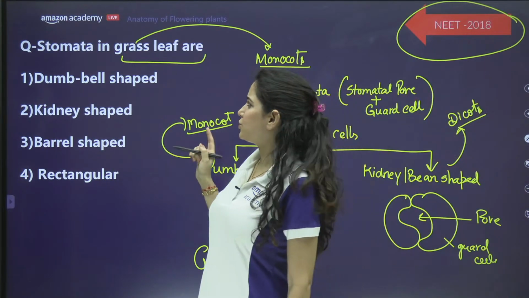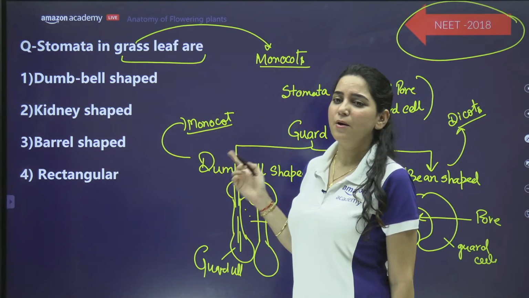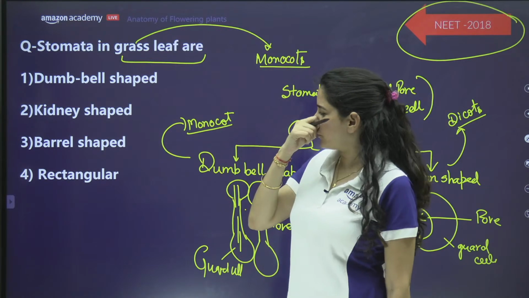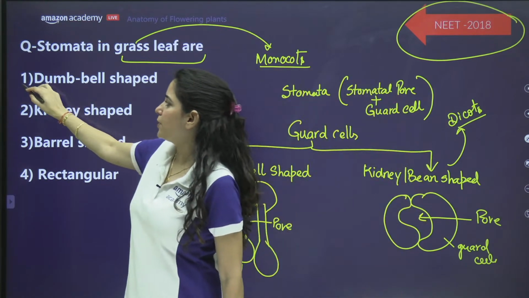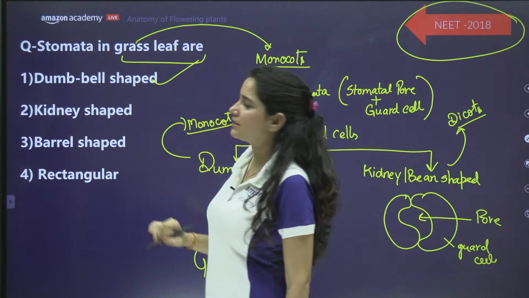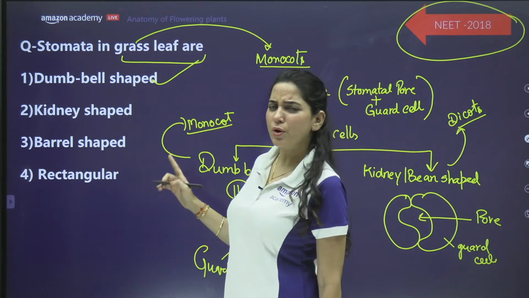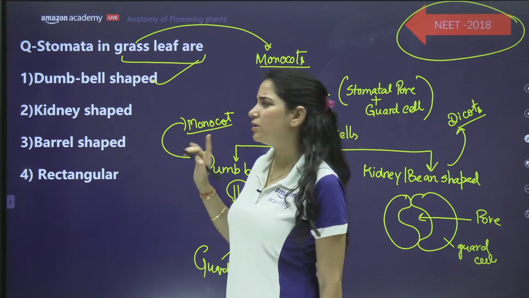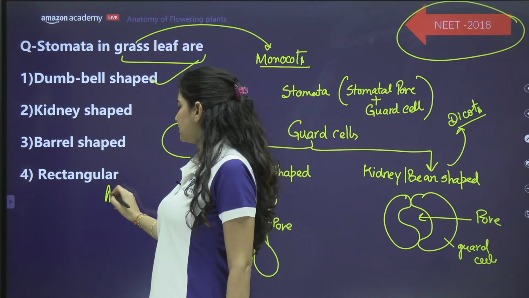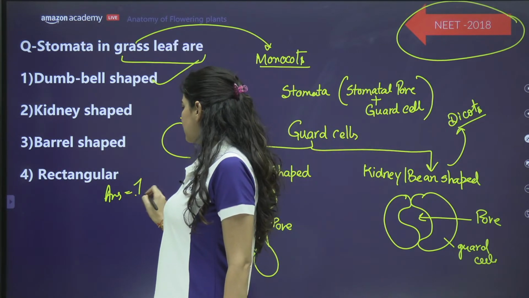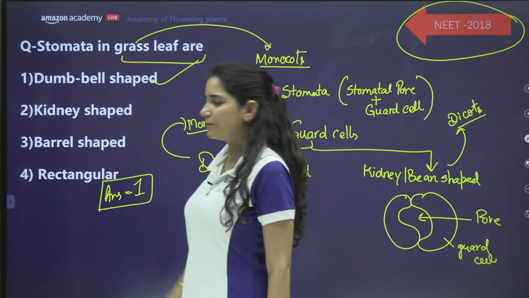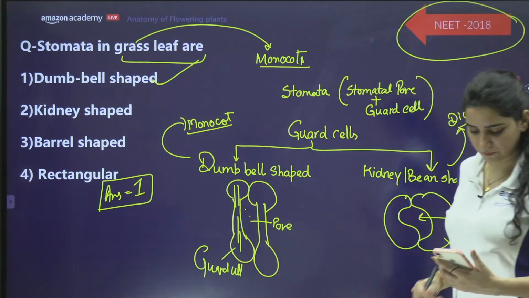Now the question is stomata in grass. Grass is a monocot. So being monocot, what will be the answer? Answer is going to be option number 1. That is dumbbell shape. No kidney shape, no barrel shape, no rectangle. Just option 1, that is dumbbell shape. Okay.